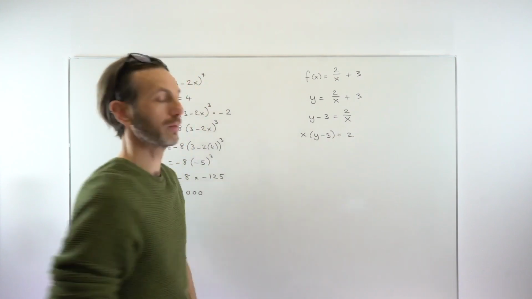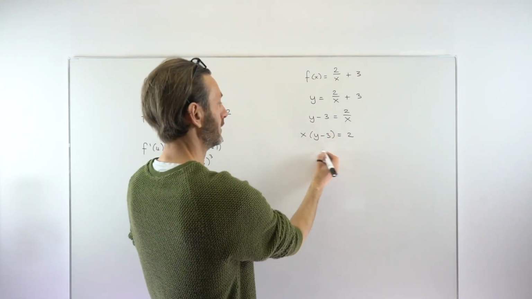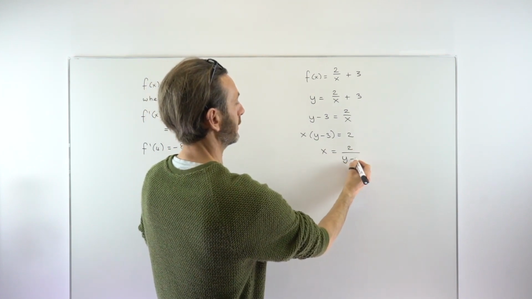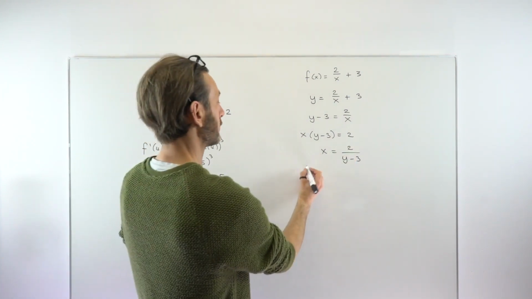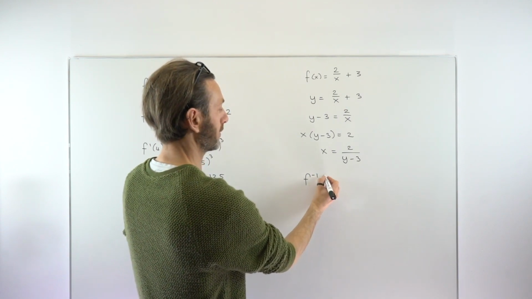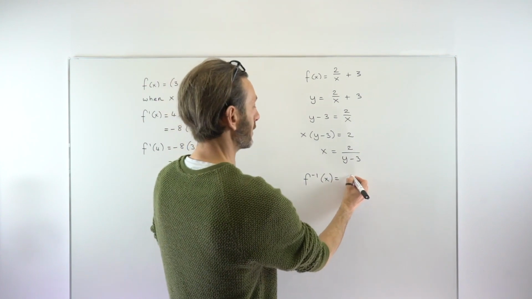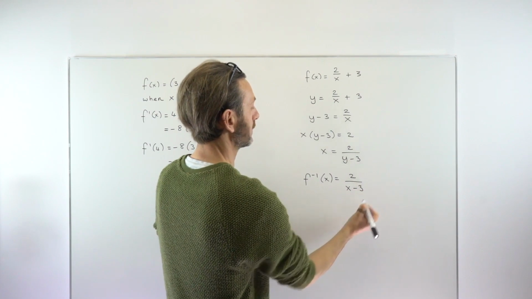And then keep in mind we're trying to make x the subject, so we need to divide the y minus 3 to the other side. So we're going to end up with x equals 2 over y minus 3. So that, remember, gives you now the structure of the inverse function. So that will tell us that we can just rewrite our original function notation with the minus 1. So f to the minus 1, the inverse of f, as, remember, put it back as an x, so it's 2 over x minus 3.